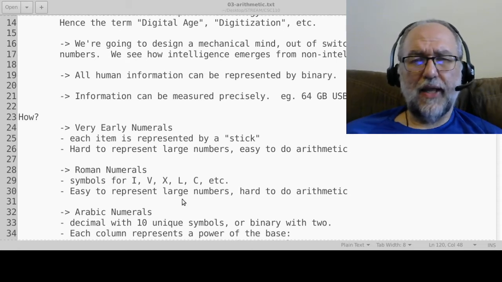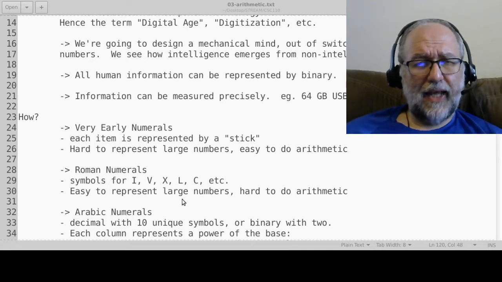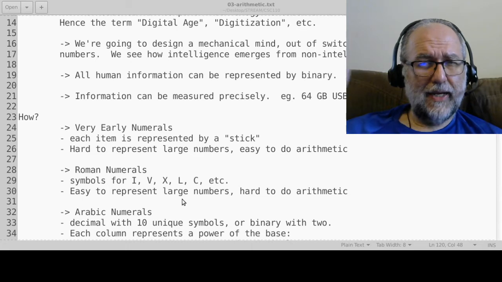So you could easily write down, like usually you'll see dates on the side of buildings, and it'll be like this building was built in 1998. And it won't say 1998.